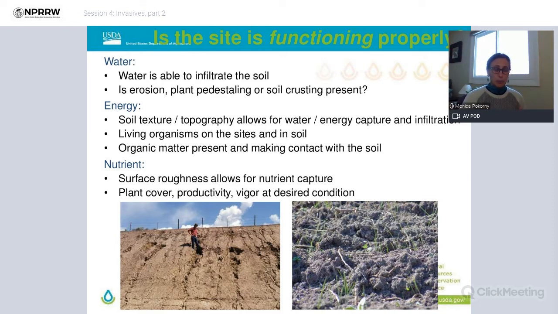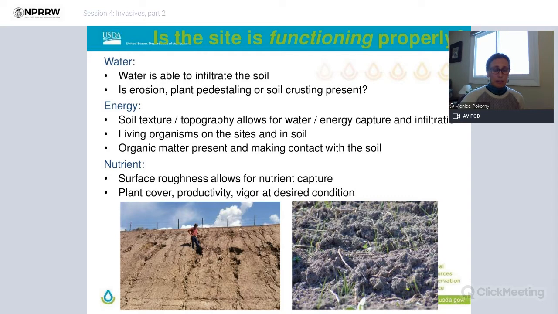And same with nutrients. We want to make sure we have a surface roughness that allows for nutrient capture. And then we're looking at the plant cover, the productivity, and the vigor of the site. And here's just a couple different images at the bottom where you can see this site is a steep slope. It was probably smoothed and rolled prior to revegetation.